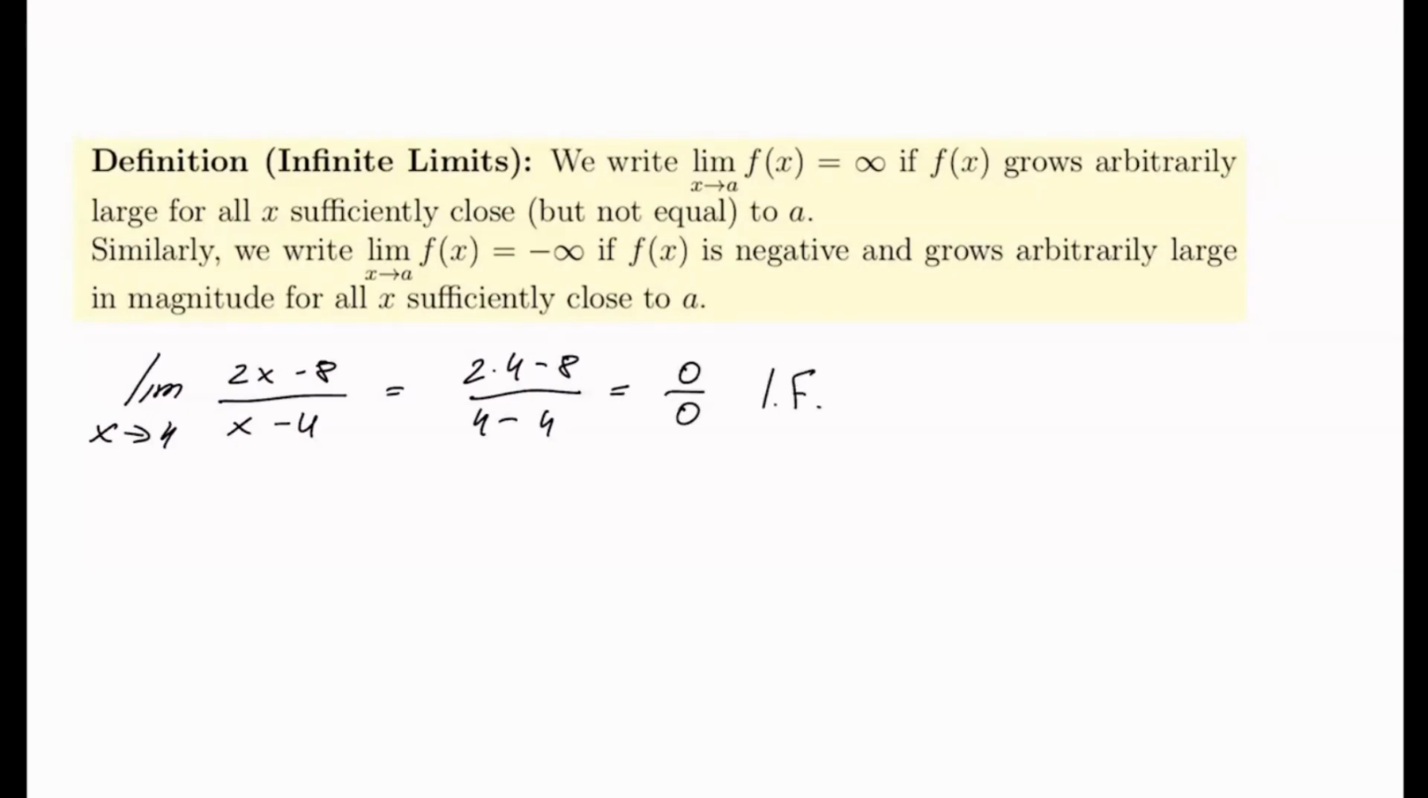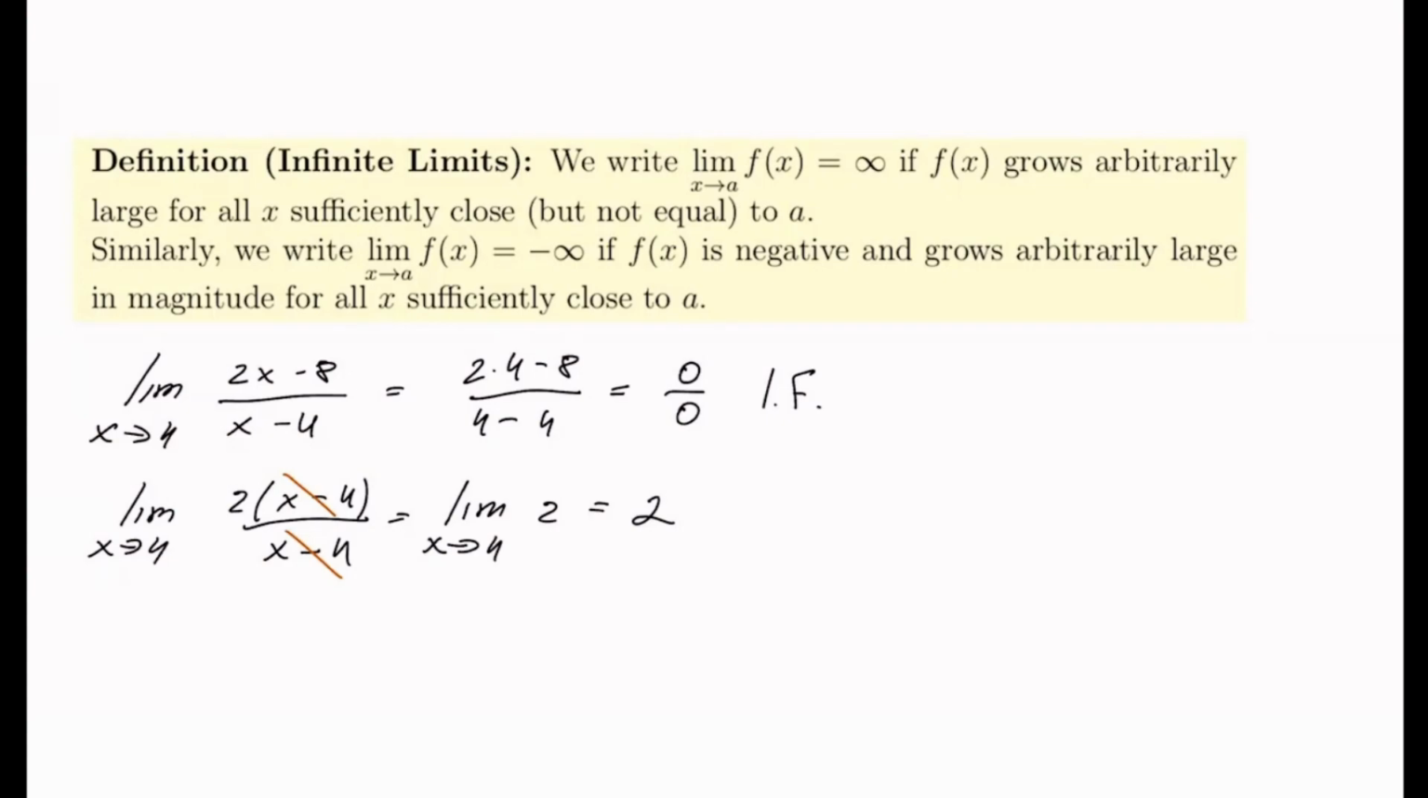Now let me factor the numerator. Limit as x approaches 4 of 2(x - 4)/(x - 4). And as you can see, we can cancel x - 4, and we have the limit as x approaches 4 of 2, that's going to be equal to 2. This shows that not every fraction with a 0 denominator gives an infinite limit. The key is whether the numerator is also approaching 0.